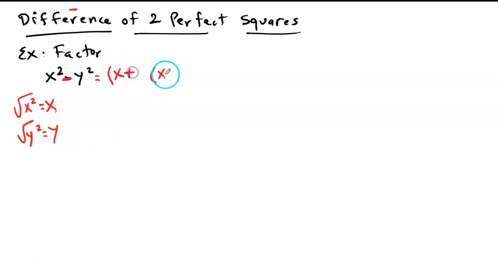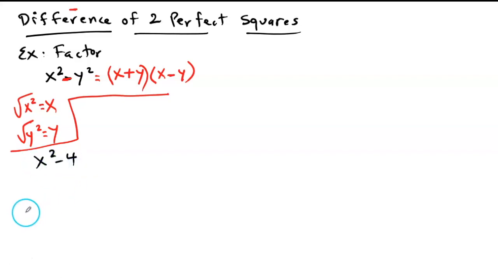Plus or minus, this is where the trick is for the difference of squares. And then my second one is the y squared. Square root is y, and I close. And that's my answer.